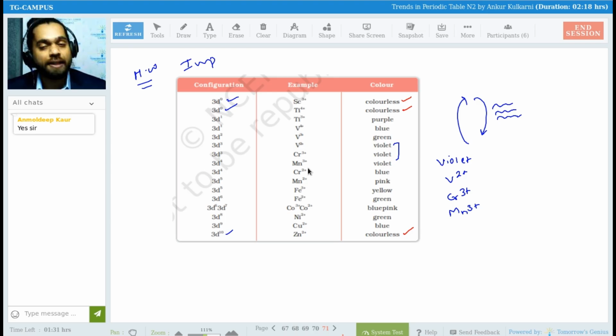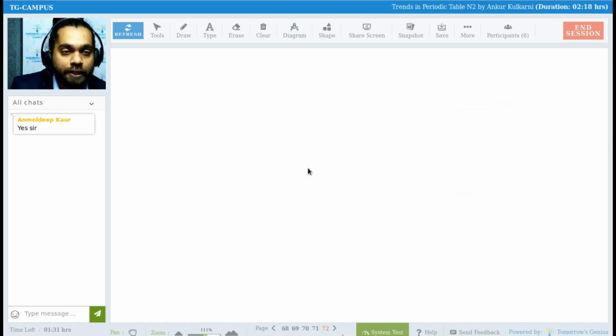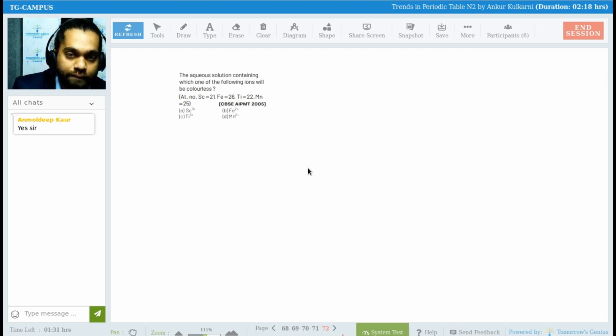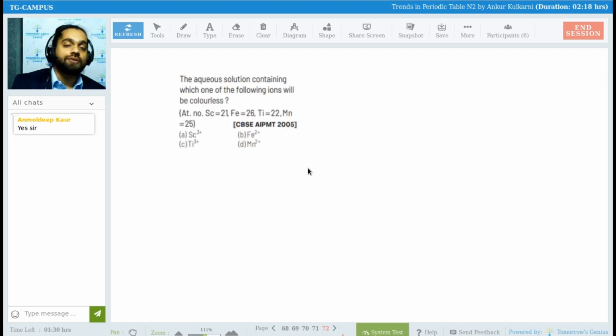Because in the exam, generally logical questions will come. They might ask you color, colorless. For example, look at this question. Try to attempt it with the same logic.